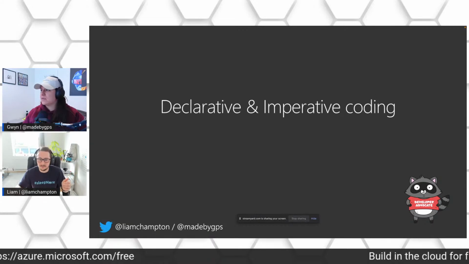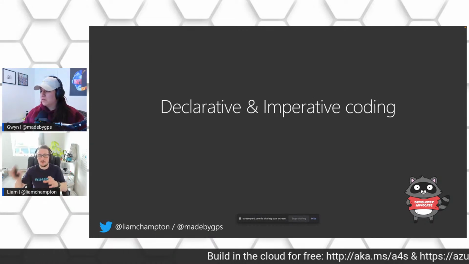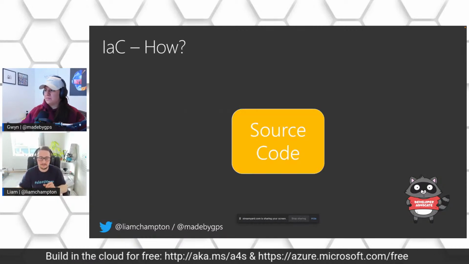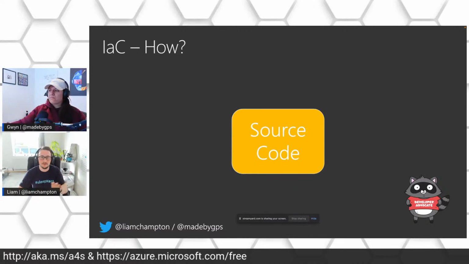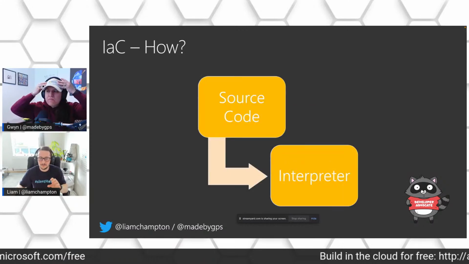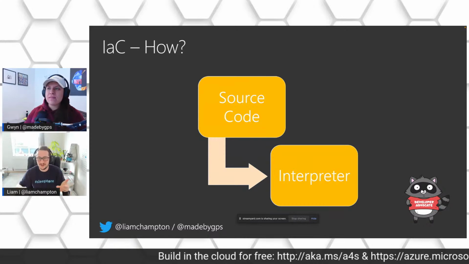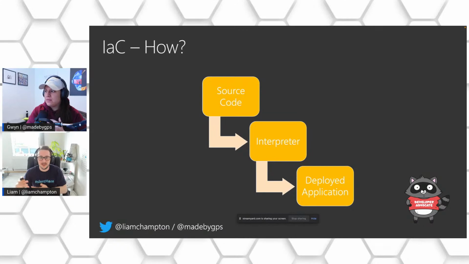So how does it do that? Well, it uses declarative and imperative coding. I'm going to circle back to these a little bit later on, but that's essentially what it is. Now, before we get into that, if we think about how coding and infrastructure really work with the cloud, you write your source code. Your source code is then run through an interpreter to turn it into essentially machine code to be able to run the application and deploy it. And that is when you have your deployed application in the cloud.